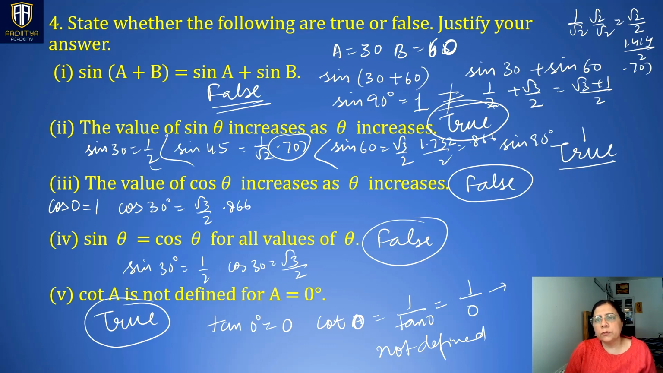Right? So now we have finished our exercise 8.2. So this was the very calculative part of this chapter. You only need to memorize the values of these trigonometric ratios from the table. You will be easily able to solve all this.